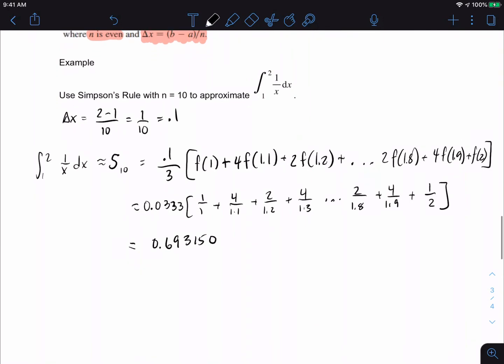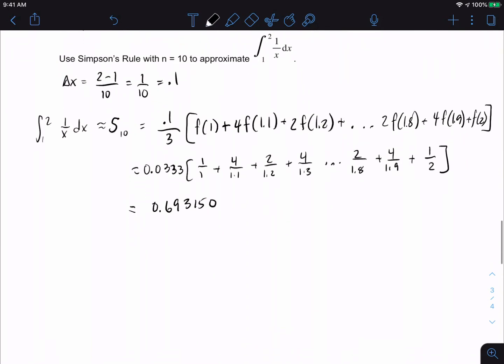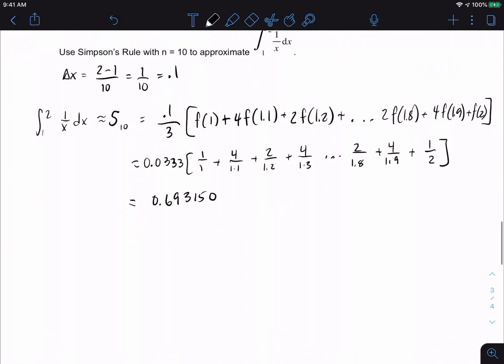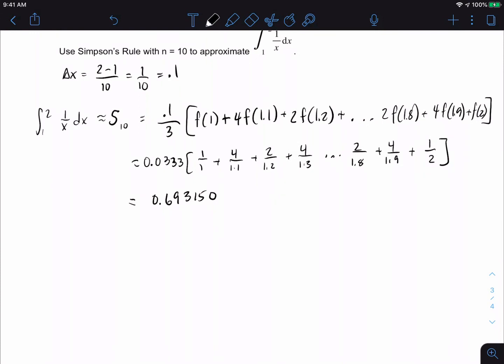Okay. Now, one of the things I want to show you, so this was for the Simpson's rule for 10 subdivisions. I wanted to show you so you can get the comparison of all of them. The actual integral is 0.693147. Simpson's is 0.693150. That's pretty good, right?